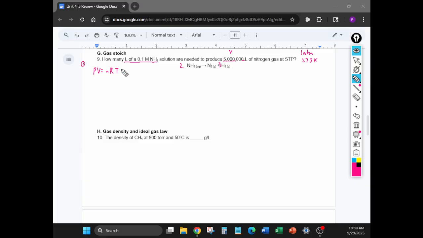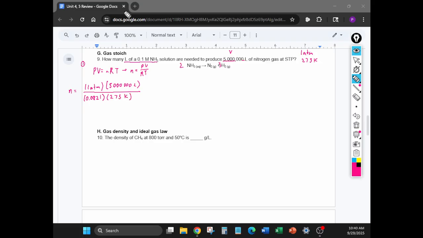First step is going to be the ideal gas law. And then I'm going to rearrange it. Again, you guys don't need to rearrange it if you don't like to do that. But that'll give us moles of our gas. That's step 1. So the moles of our gas will be our pressure, 1 atm, times the volume, which is 5 million liters, divided by the ideal gas constant, 0.0821, and then the temperature, which is 273 Kelvin.